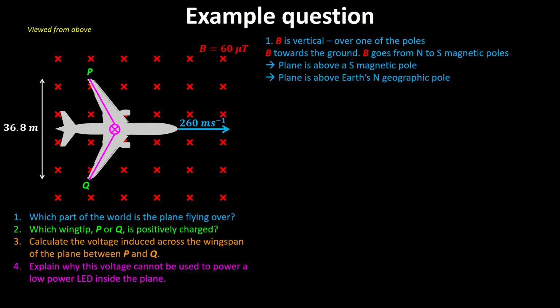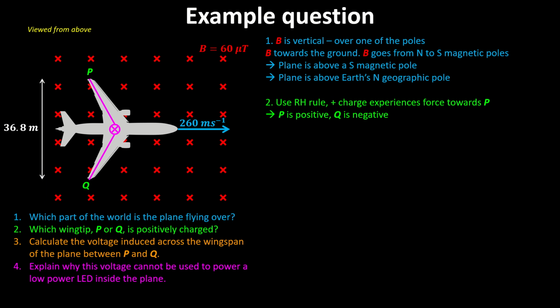Secondly, which wingtip, P or Q, is positively charged? We can do this using the right-hand rule. So if you point your fingers into the screen, the plane's flying towards the right, so your thumb's pointing towards the right, and your palm is the direction of the force on a positive charge. So a positive charge would experience a force towards P, which means a negative charge would experience a force down towards Q. So wingtip P is positive and Q is negative.